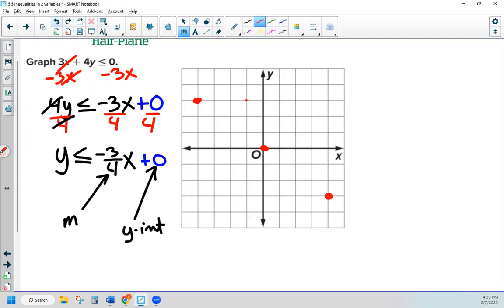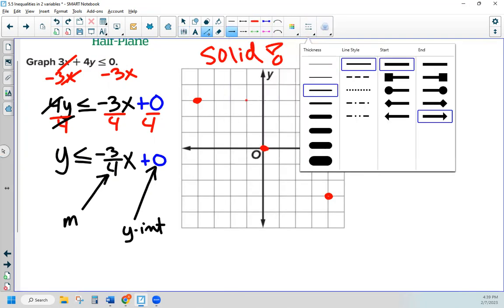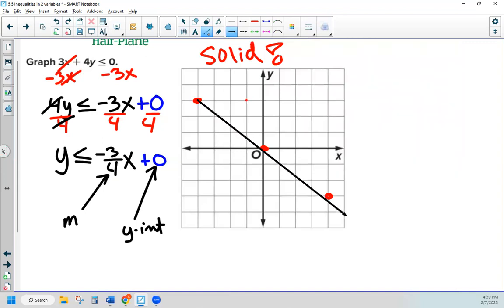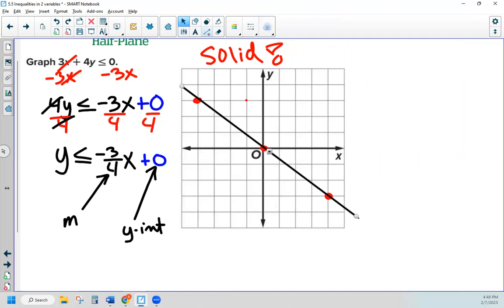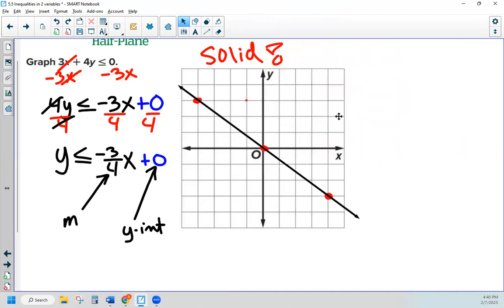Before I make my line this time, I'm going to go ahead and look at my symbol and say, okay, that is supposed to be a solid line. Solid. All right. Now, this means that any number that falls on the line is going to be part of my solution. In comparison to the first question we did, the values or the points that landed on the dashed line were not part of our solution.